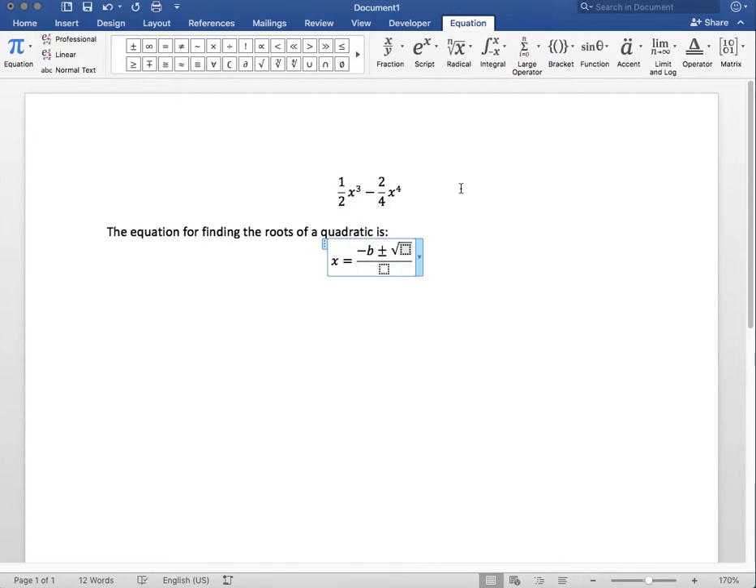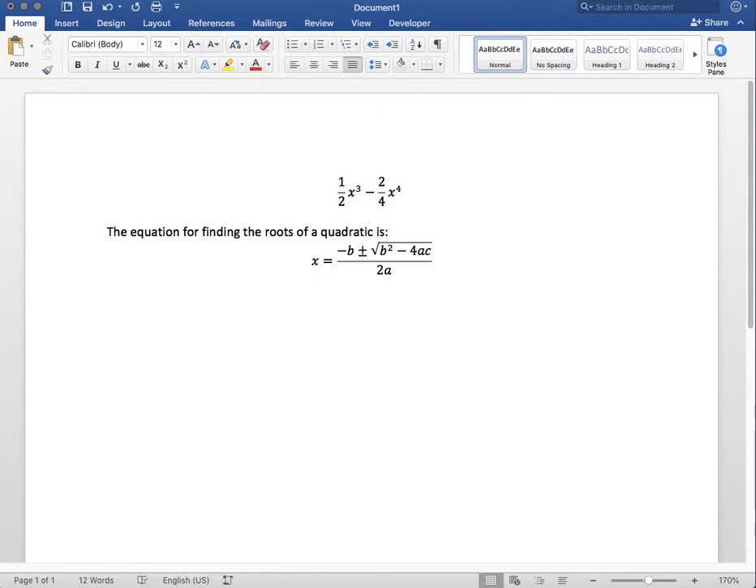I can type my expression underneath here. So the quadratic formula is negative b plus or minus the square root of b squared. Hit the space. Minus 4ac. I'm going to hit the right arrow to exit the square root. I'm going to hit the right arrow to advance to the denominator. And this all goes over 2a. And then I hit the right arrow to get out of the fraction, and again to get out of the math editor. So you just keep hitting to the right to advance, you hit to the left to retreat.